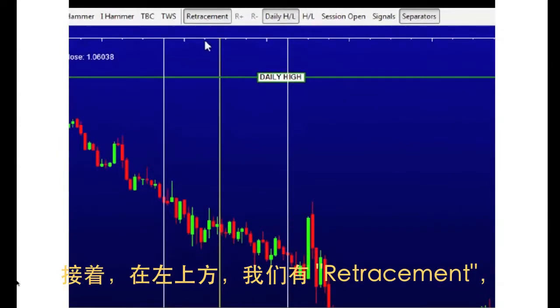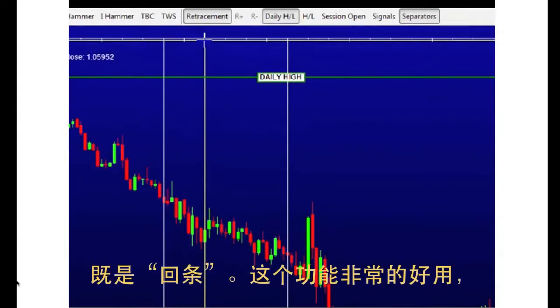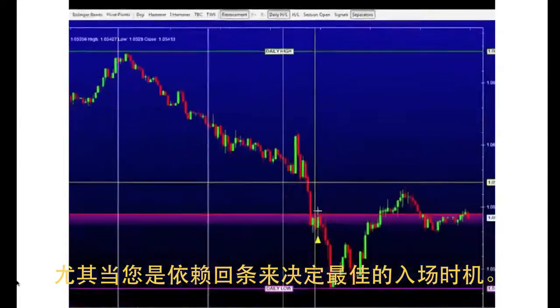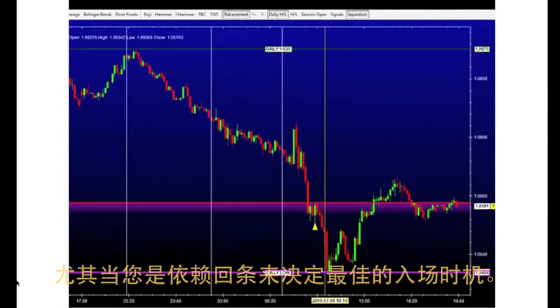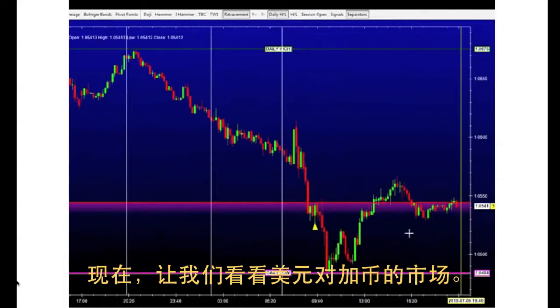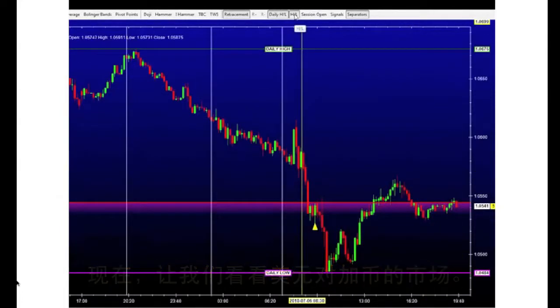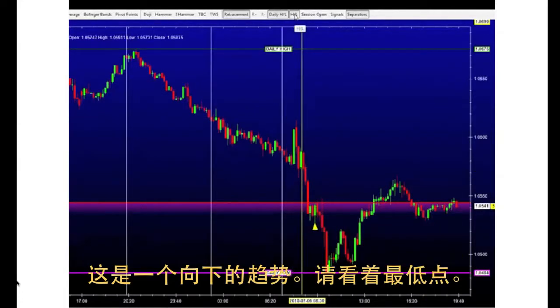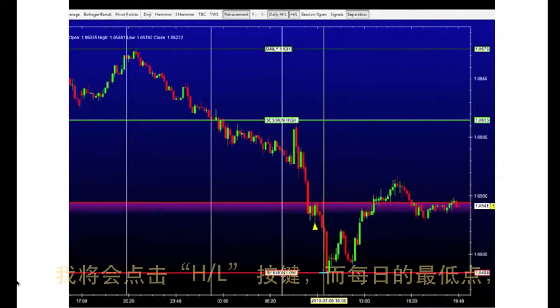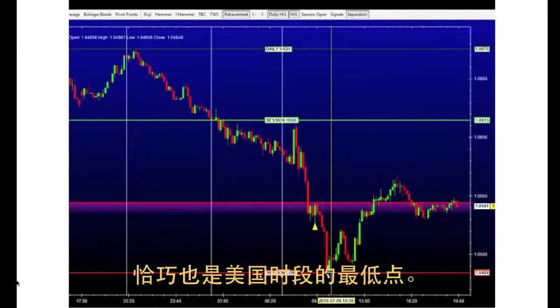This retracement feature is very good and useful for entry points, especially if you place a lot of your trades based on retracement levels. During the US session, the trend was down for the US dollar Canada. Now I want you to take a look at the lowest level. I'm going to click on high-low just to give you this example. The daily high-low will be the same as the session low because the lowest point happened during the US session.